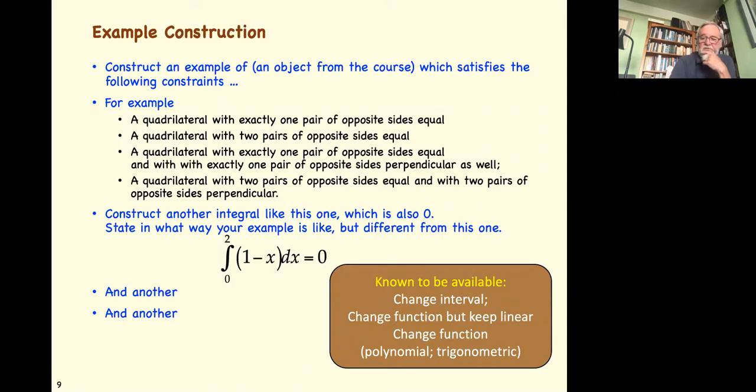Now, what we know is available in this one is to change the interval, to change the function but keep it linear, or change the function altogether, maybe polynomial, maybe trigonometric. So in constructing a task like this for students, it's important to review for yourself what you know to be available for them, and then to maybe even prompt them to change the sorts of things that you know could be changed, so that you enrich their example space.